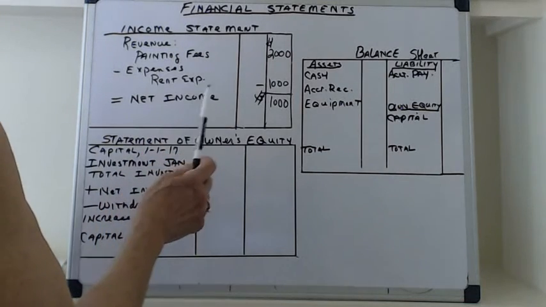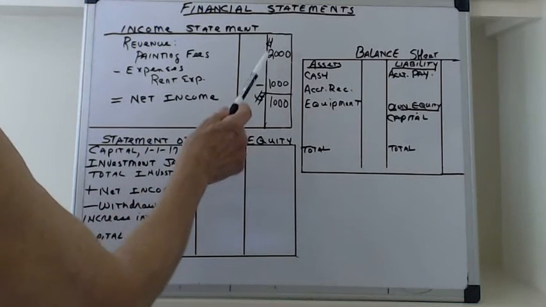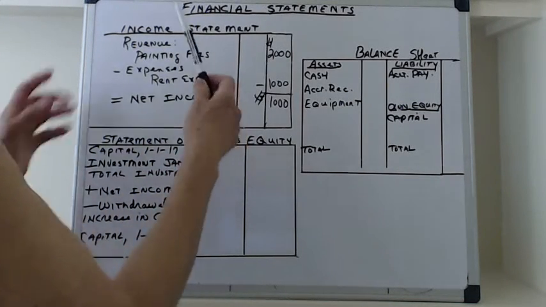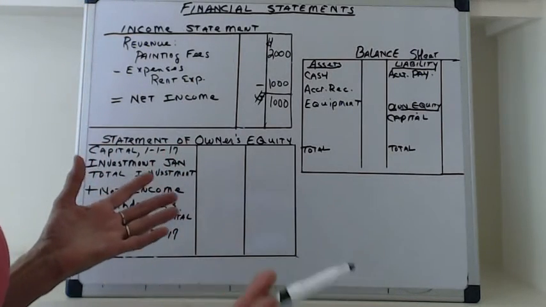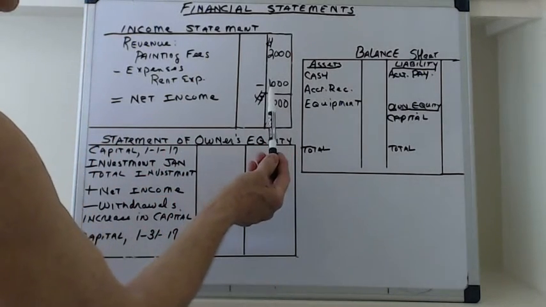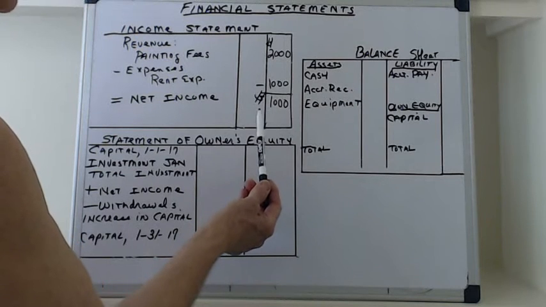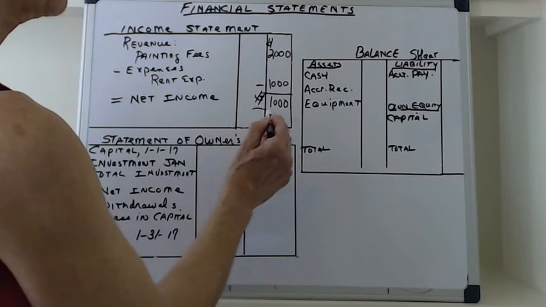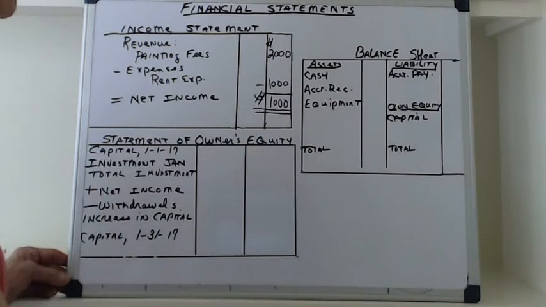So net means after you subtract something. The 2,000 was his gross income. Gross is a large number. He had an expense, subtracted, what's left is $1,000. So he made a $1,000 profit this month running his business.